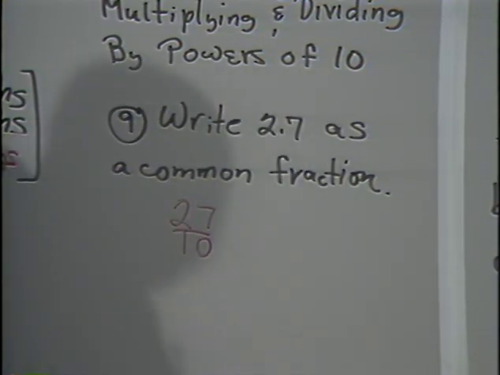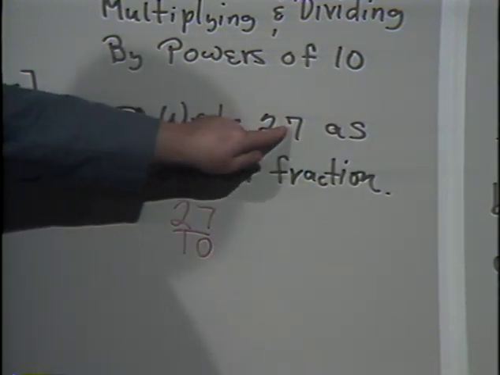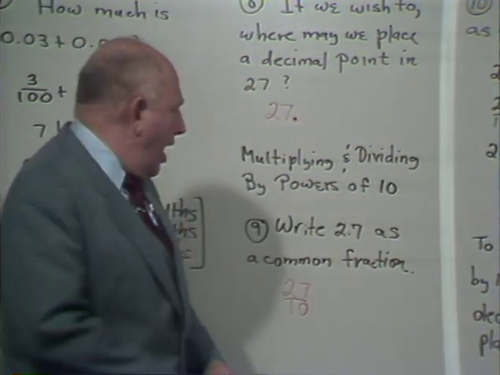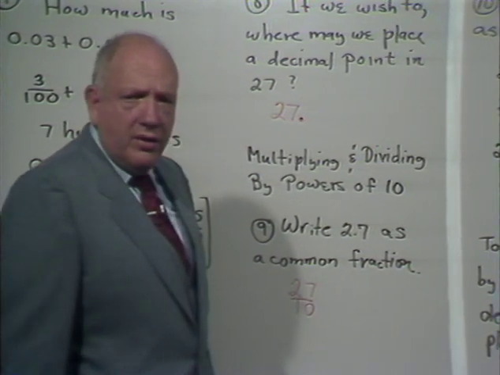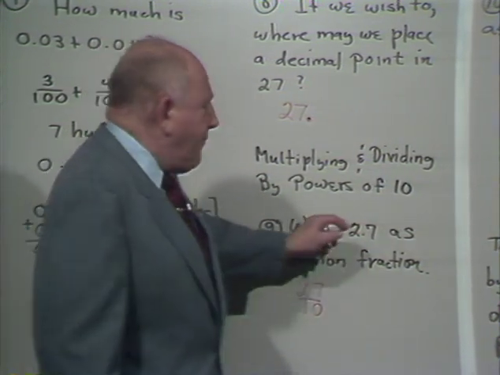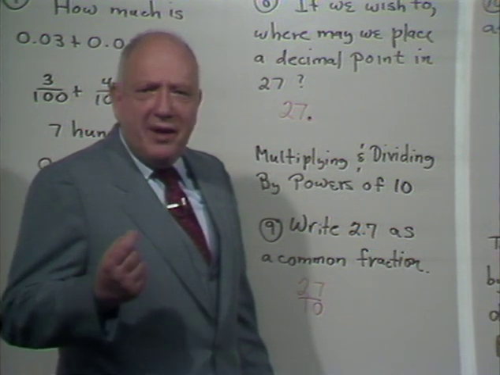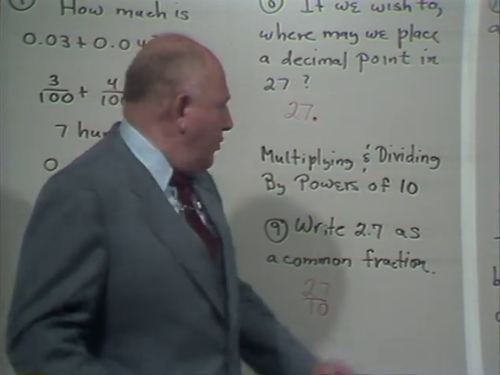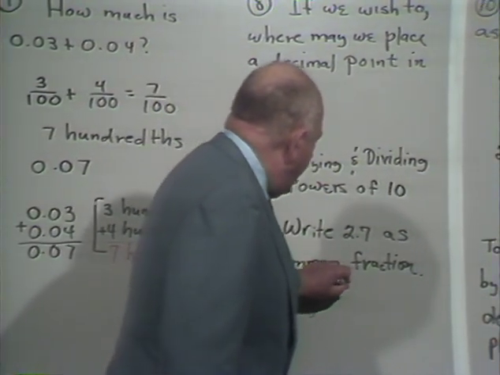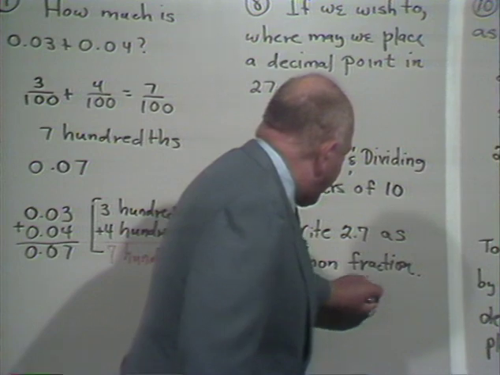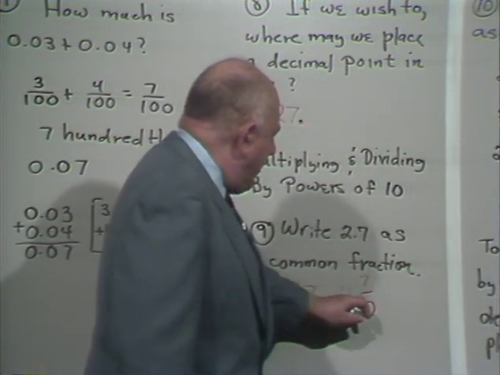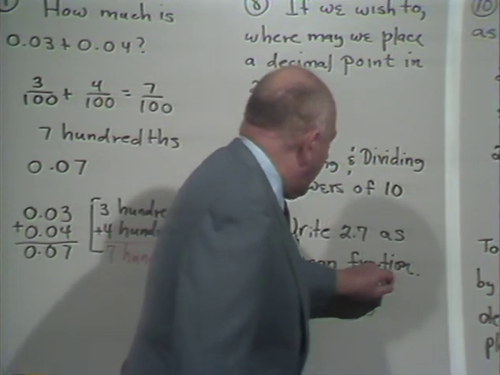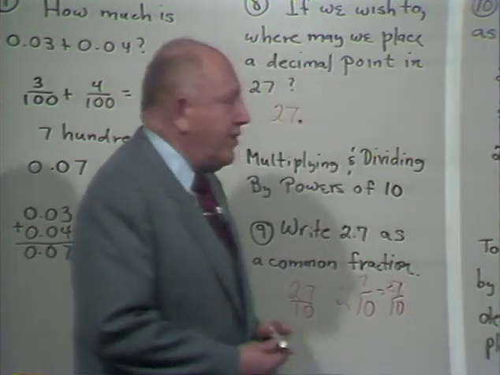If you use my shortcut, you'd say what? The numerator is 27, and since there's one digit to the right of the decimal point, the denominator will be a 1 followed by a 0. By the way, if you have become comfortable with mixed numbers and they're now a second language for you, you're now bilingual, notice that 2.7 is the same as 2 and 7 tenths, and as a mixed number, 2 and 7 tenths is what? 10 times 2 is 20, plus 7 is 27, is 27 over 10.